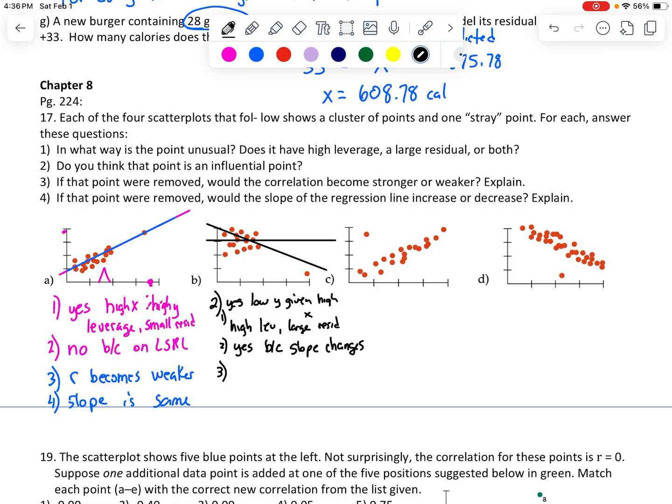3, again, it actually becomes weaker. This point out here actually gives it some direction. If that point wasn't there, it'd be super flat and wouldn't have much direction at all. So it is going to become weaker.